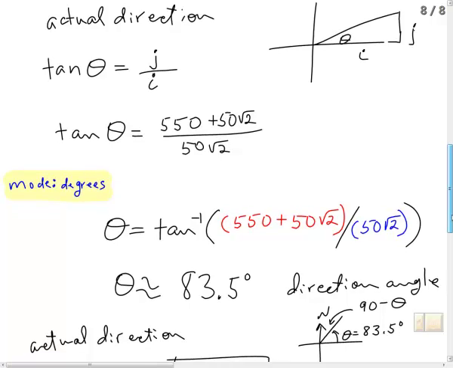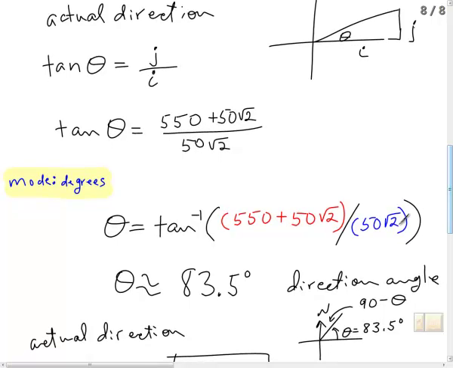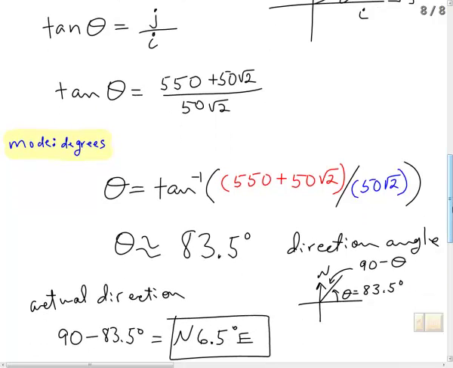Well, we want actual direction. And direction is in terms of north, south, east, west, northeast, southeast, and so on. The direction theta is in reference to the x-axis, but direction is in reference to the y-axis. So what we have to do here is take 90 minus that angle to get our direction. So it's going to be 90 minus 83.5, and we get 6.5. So this is moving in a north 6.5 degrees east direction.